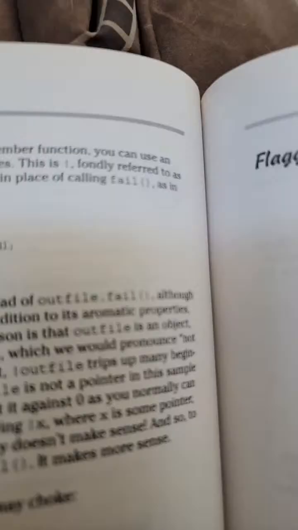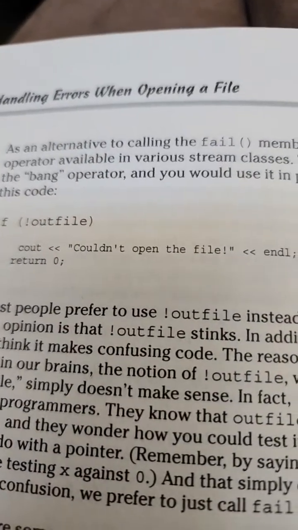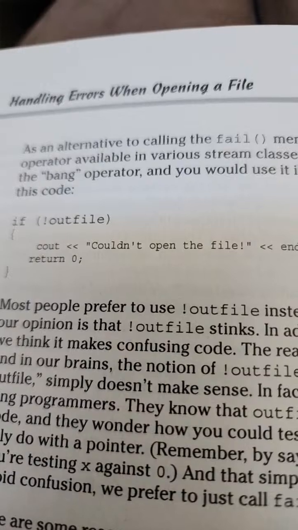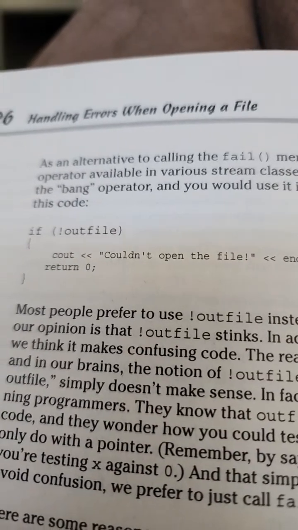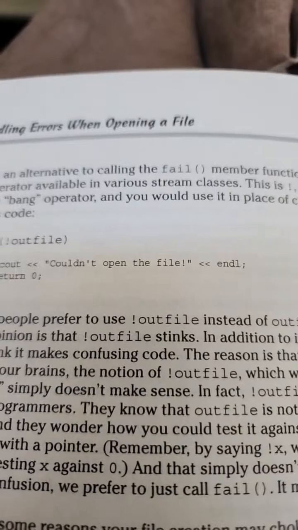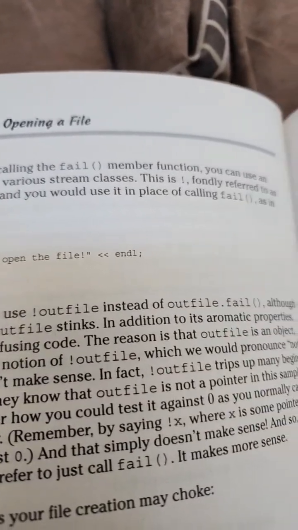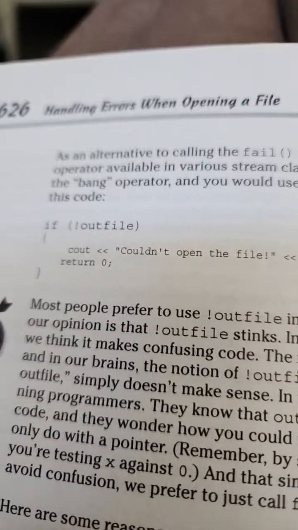All right. As an alternative to calling the fail member function, you can use an operator available in various stream classes. The exclamation point, fondly referred to as the bang. The bang operator. And you would use it in place of calling fail, as in this code.